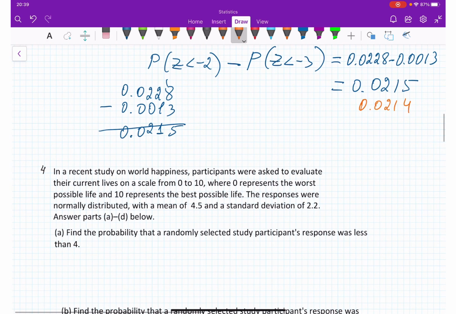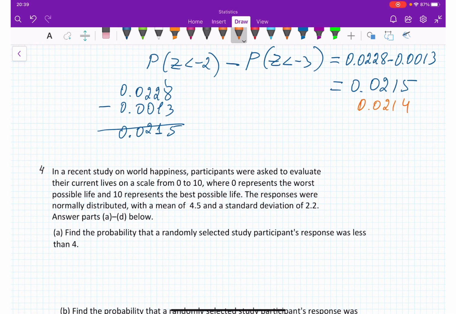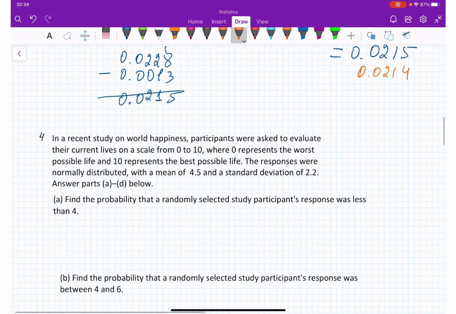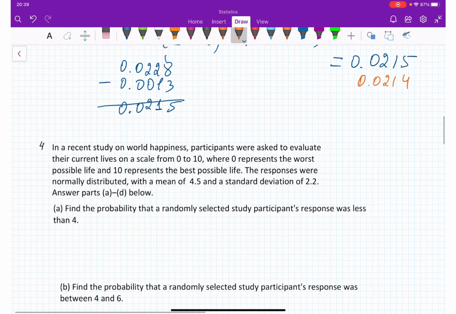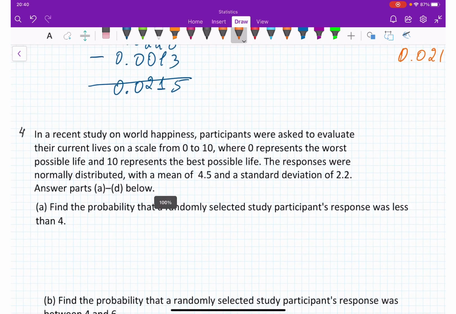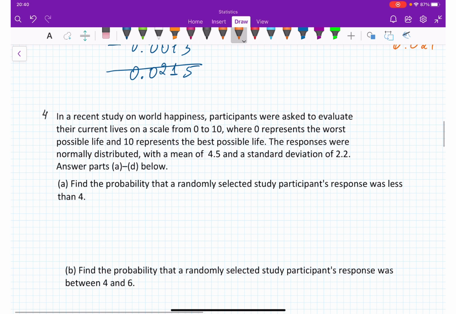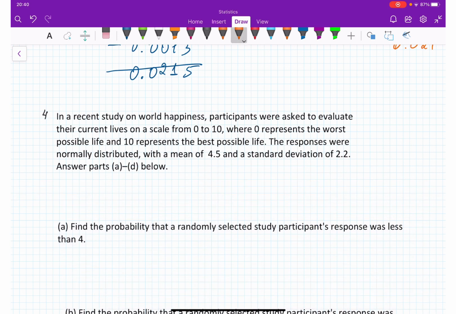Okay, so let's solve the next problem. For the next problem, we are going to use the calculator already. So let's see what we have. In a recent study on world happiness, participants were asked to evaluate their current lives on a scale from 0 to 10, where 0 represents the worst possible life and 10 represents the best possible life. The responses were normally distributed with mean mu 4.5, standard deviation 2.2. Okay, and now we need to answer.